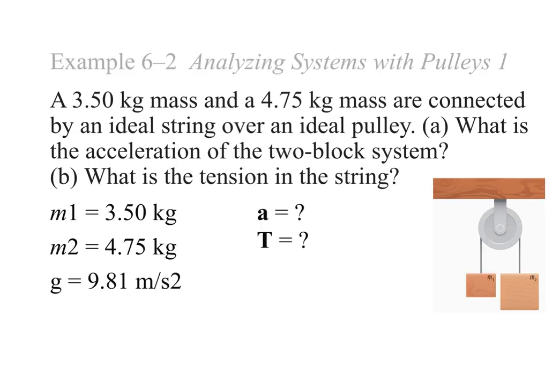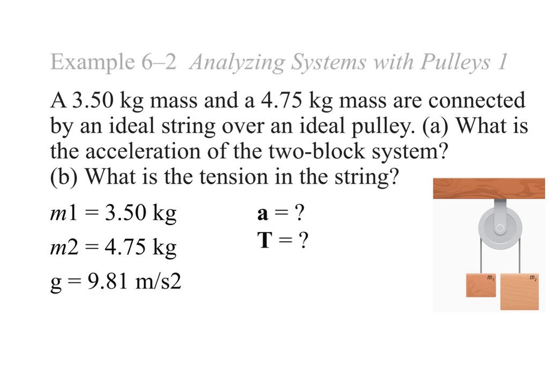All right, so let's look at an example with a pulley. All right. So it says a 3.5 kilogram mass and a 4.75 kilogram mass are connected by an ideal string over an ideal pulley. What is the acceleration of the two-block system? What is the tension in the string?